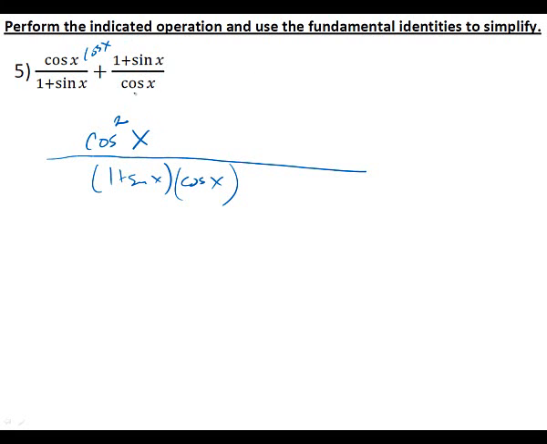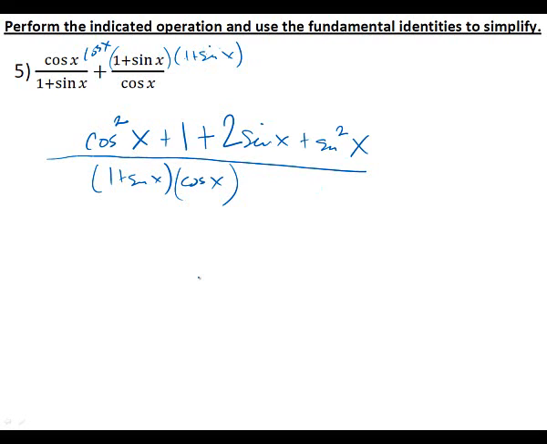What's missing in the second denominator? 1 plus sine x, meaning I'm going to have to FOIL. So what's 1 times 1? 1. 1 times sine x is, how many do I have? 2. So 2 sine x in the middle. What's sine x times sine x? Sine squared x.